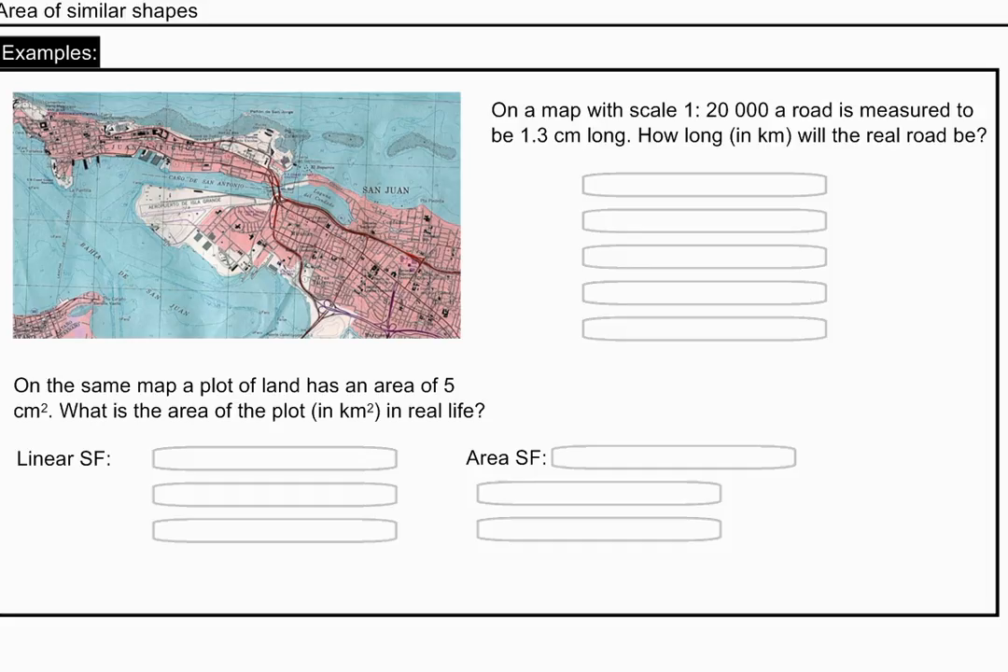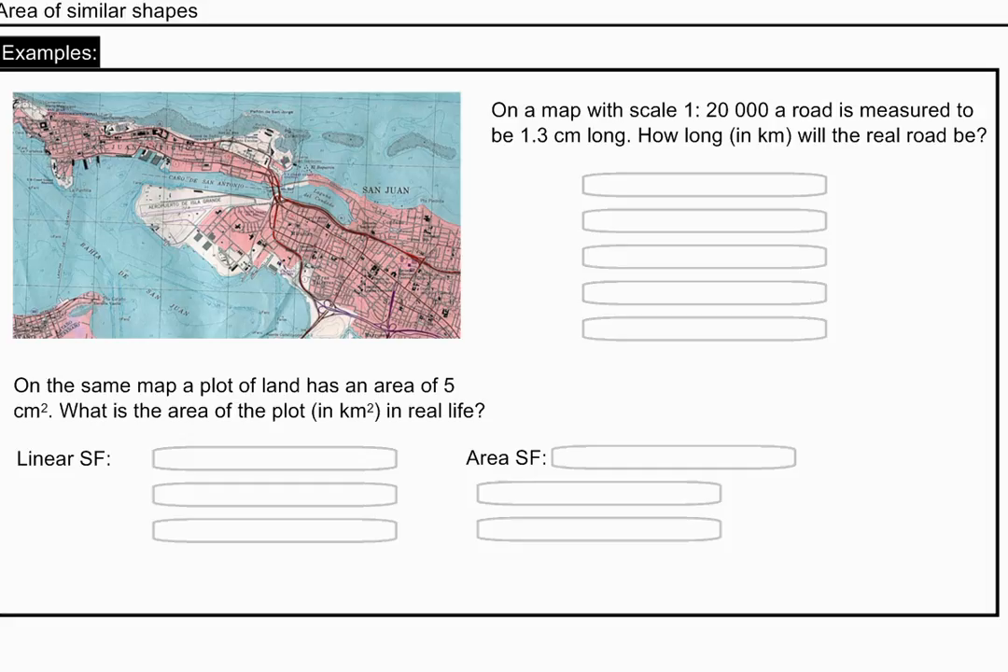Final question. This is a bit trickier here, but I thought it was a good question to throw in. Notice how there's no mention of similarity here. We're talking about a map with a scale of 1 to 20,000, but nowhere does it say these are similar. But if we think about it, a map is a shrunk down version. It's the same shape as the real life thing it represents. It's just been made smaller.